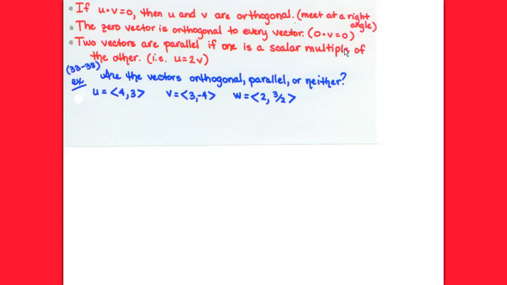And then they tell me that two vectors are parallel if one is a scalar multiple of the other one. So, for instance, if I could say one vector is equal to 2 times the other vector, so like one vector is double the other vector.